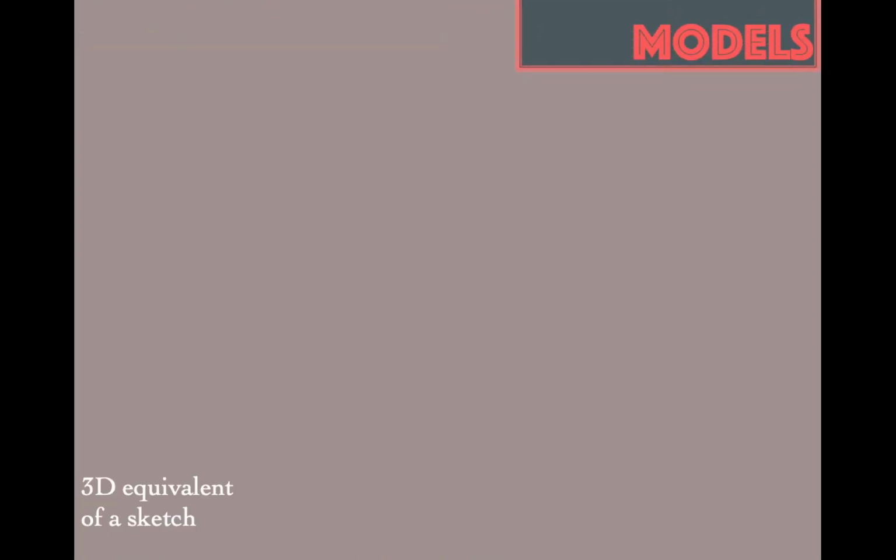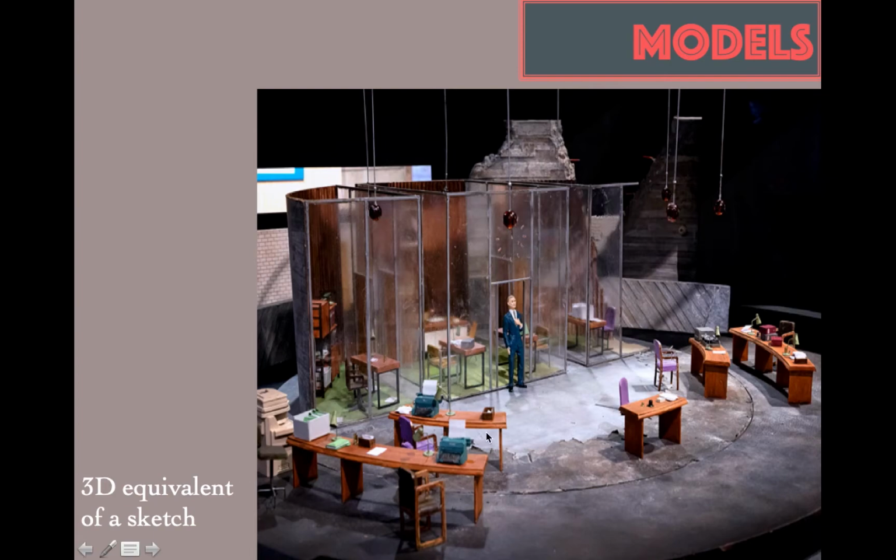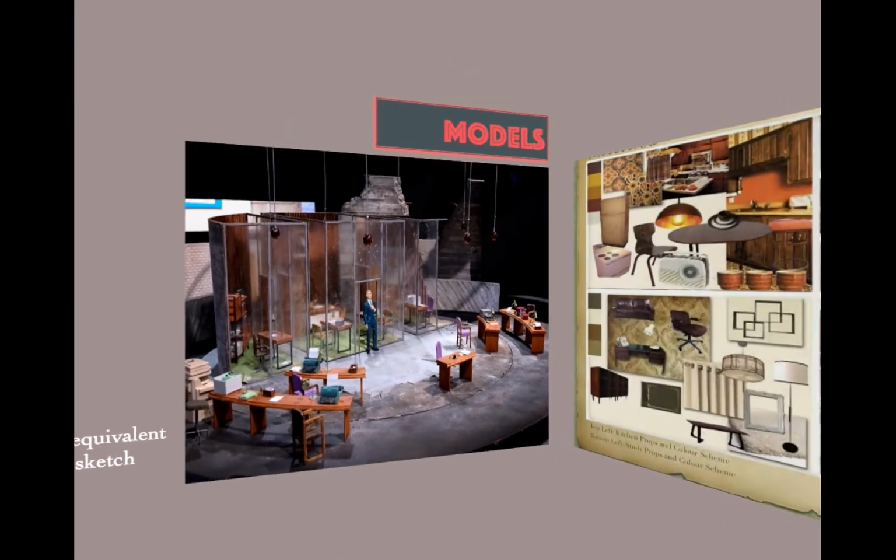But a model is. So this might look like a real set, but this is actually made of, I don't know, Play-Doh and things. So a model is a 3D equivalent. So that's where, I mean, you don't necessarily have to do this, but this is where you'll actually create a mini version of what the set would look like in real life.